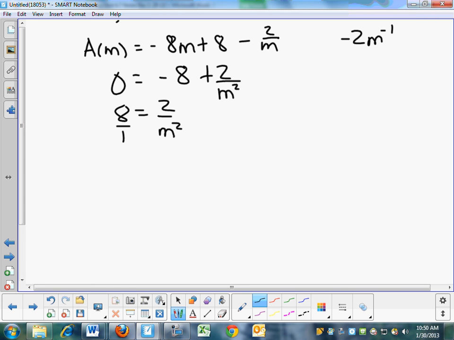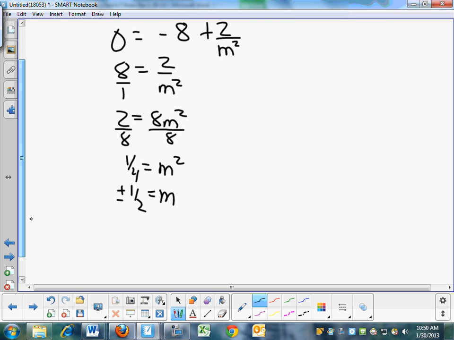Now what? Cross multiply. 2 equals 8m squared. Divide by 8. 1/4 is m squared. m is equal to plus or minus 1/2. Is the slope of this line positive or negative? It's negative. So our slope is negative 1/2.